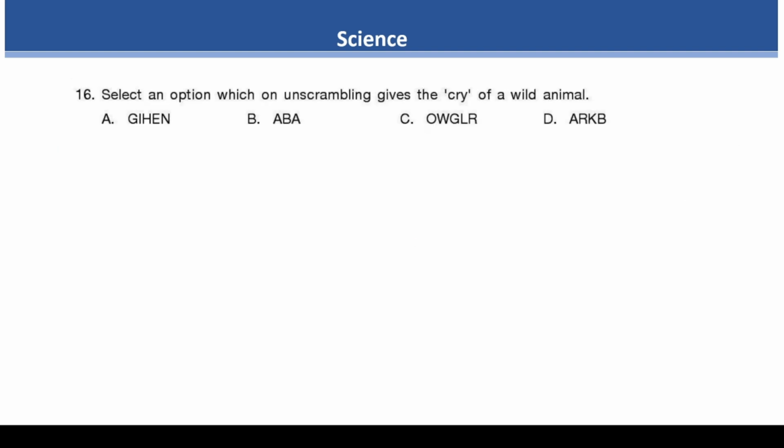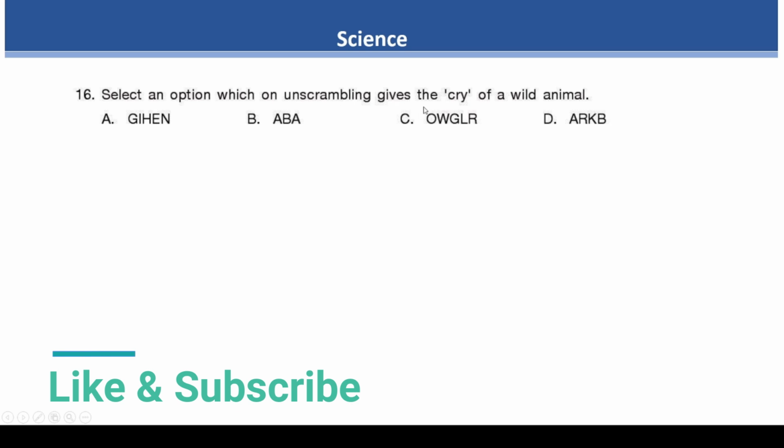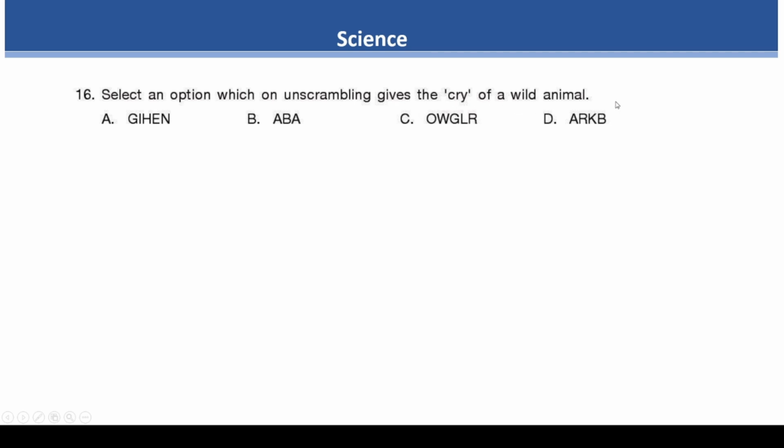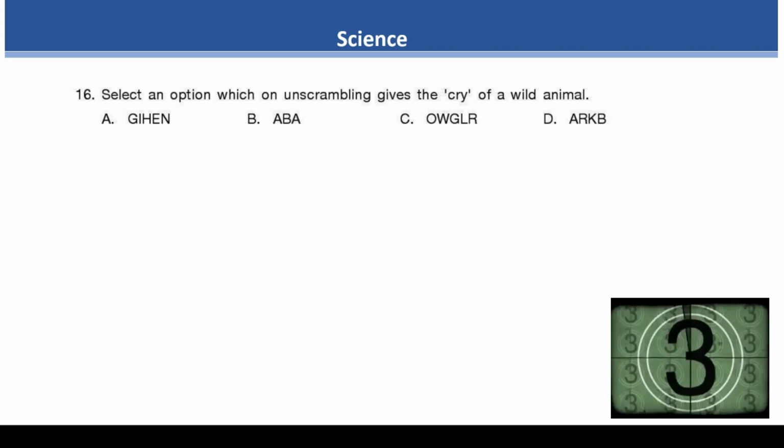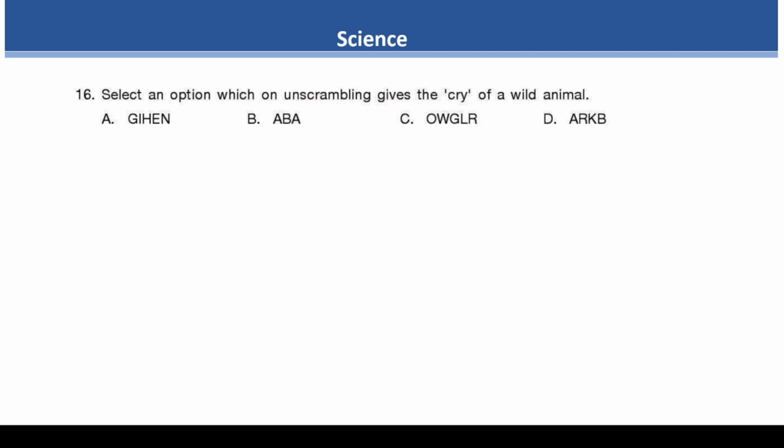Next question. Select an option which on unscrambling gives the cry of a wild animal. So unscramble this and choose the right answer. Well, when you unscramble it, you will get the sounds made by different animals. So neigh is option A, which is the sound made by horse.